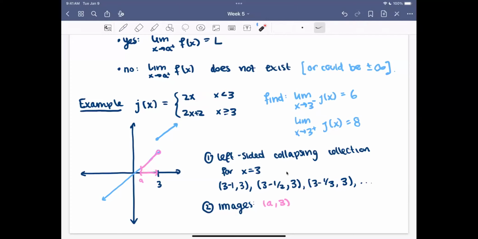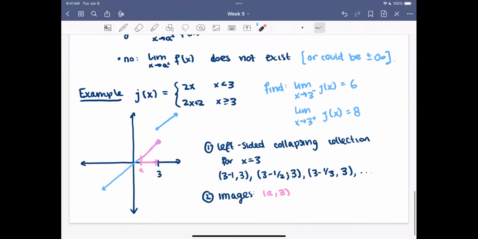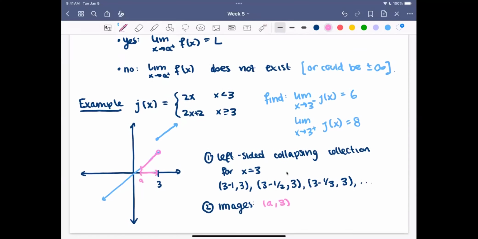And so the interval in the output will have as its lower endpoint 2a. And up here we'll get values getting closer and closer to 2 times 3, which is 6. So the image of an interval a comma 3, if I apply f to this, would be 2a comma 6. Does that make sense?